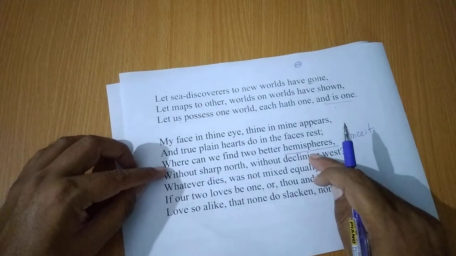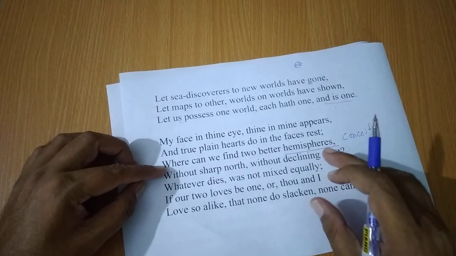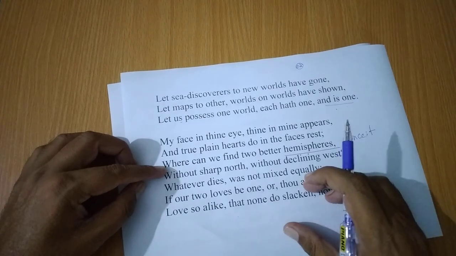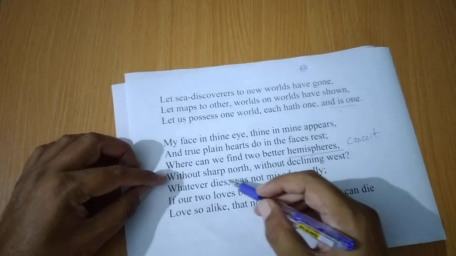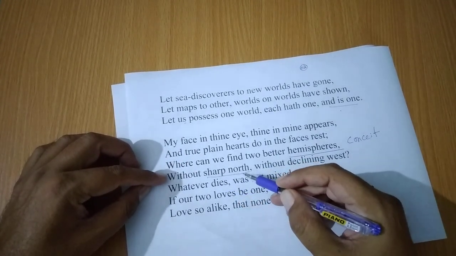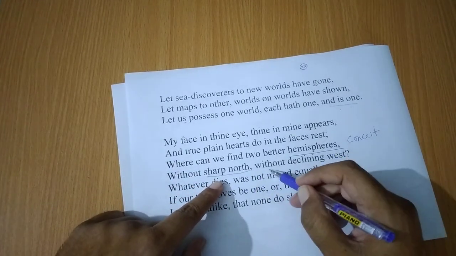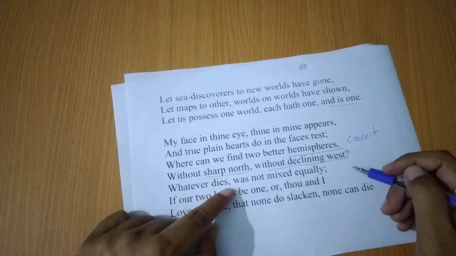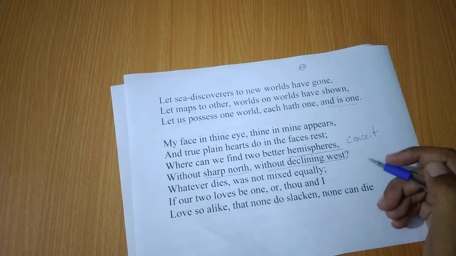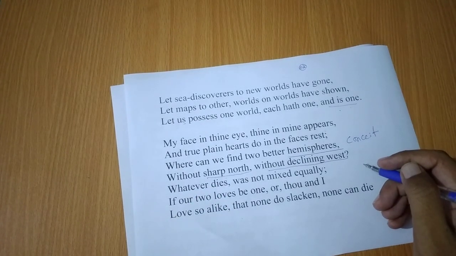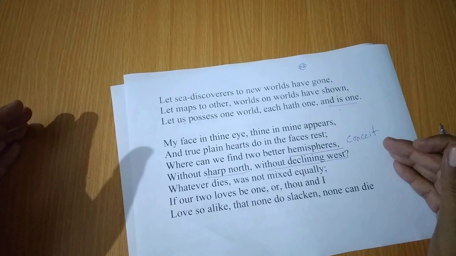These two lovers have been compared to two hemispheres. Hemispheres are the North Pole and the South Pole, two parts of the equator, without sharp north. At the North Pole there is intense cold and there is ice without declining west, and at the West Pole there is heat and there is intensity of heat. So these two are like two opposite poles.